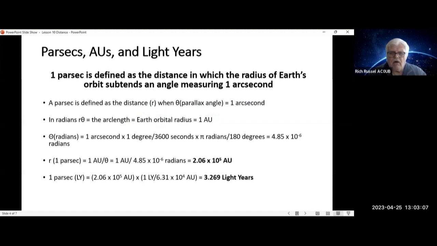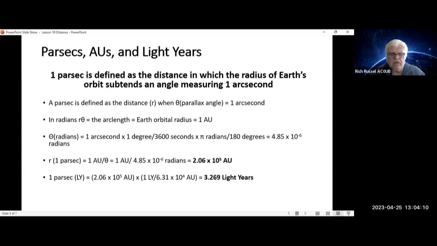So we'll define that r is the distance and theta is the parallax angle, which will make 1 arcsecond. When we use radians, the arc length is equal to r theta. So therefore, r theta is equal to the Earth's orbital radius, which is equal to 1 AU. Now to figure out the theta in radians, 1 arcsecond times 1 degree over 3,600 seconds times pi radians divided by 180 degrees. It's equal to 4.85 times 10 to the minus 6 radians.